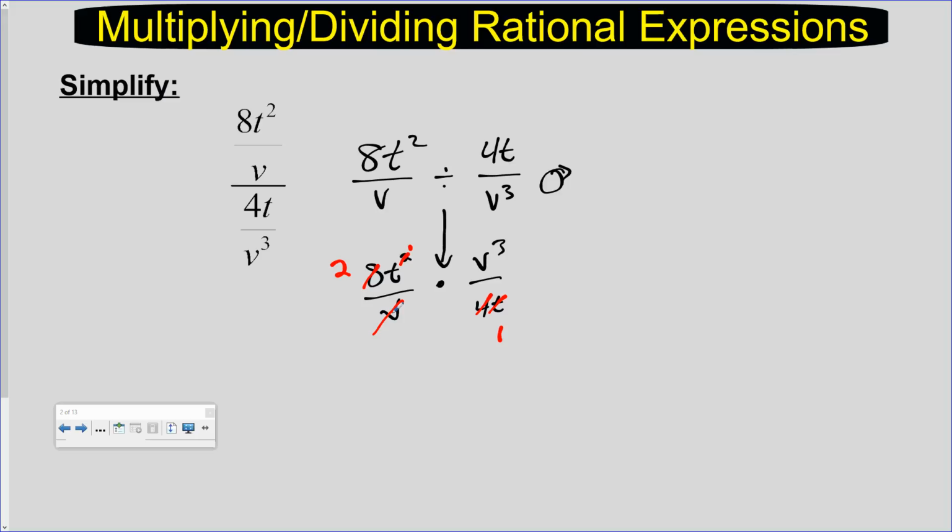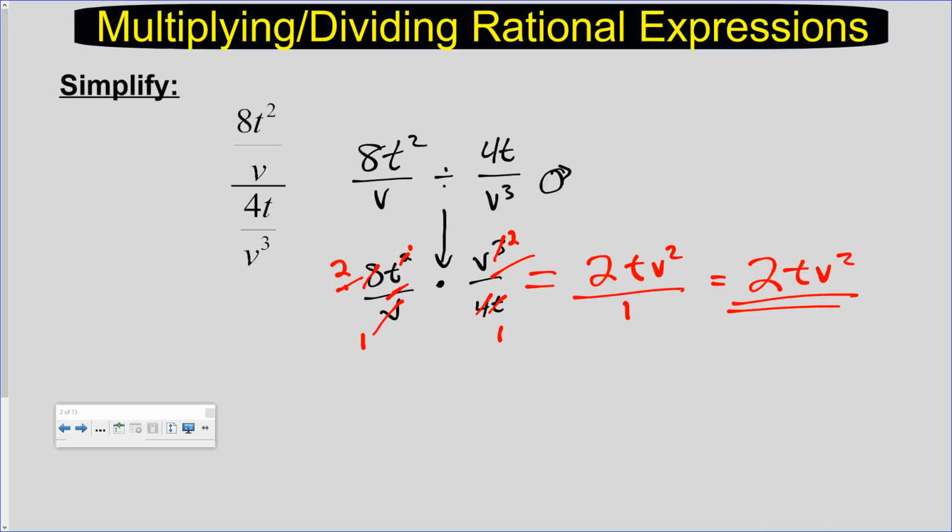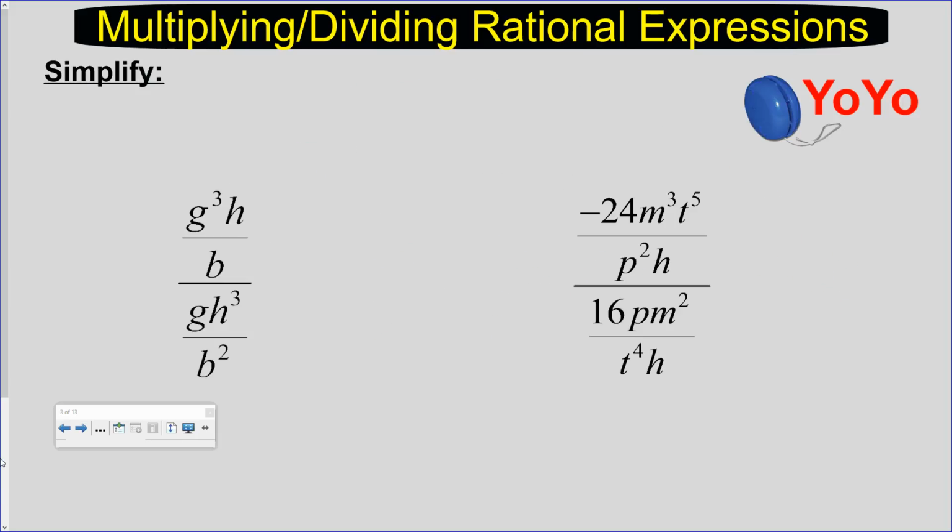Now I have a v down here, so v divided by v is 1. V cubed divided by v is v squared. So now when I multiply straight across, I will have 2t times v squared, all over 1 times 1. So we don't even have to write it as a fraction. That's just 2tv squared. Obviously much simpler than the original. So that one we did do yesterday. What we didn't do were these two.